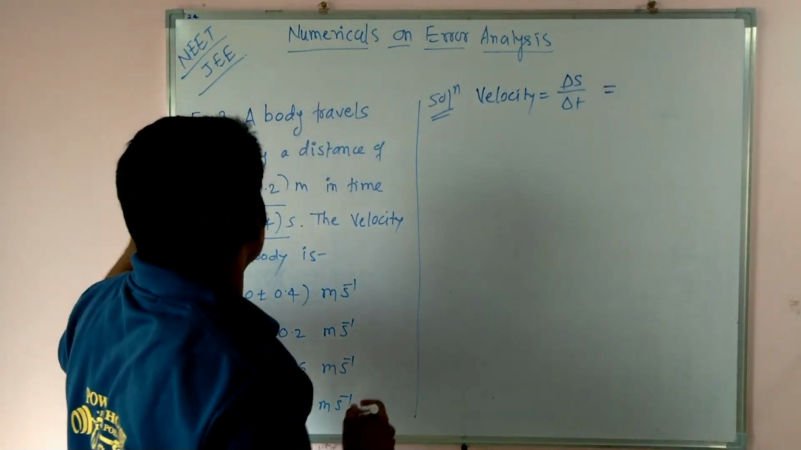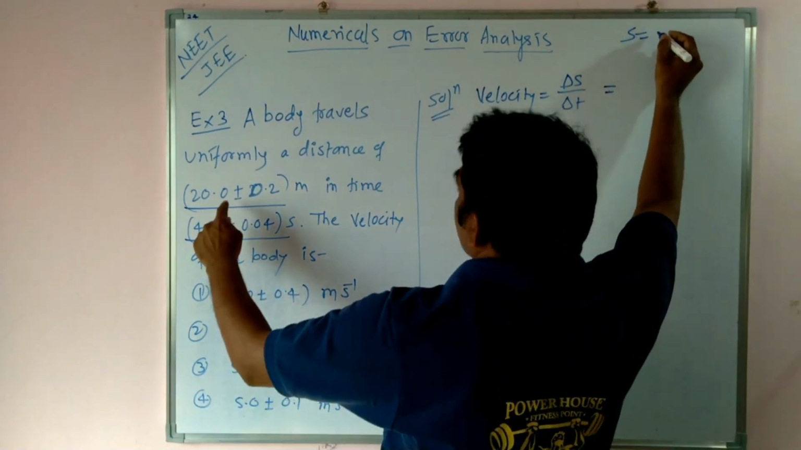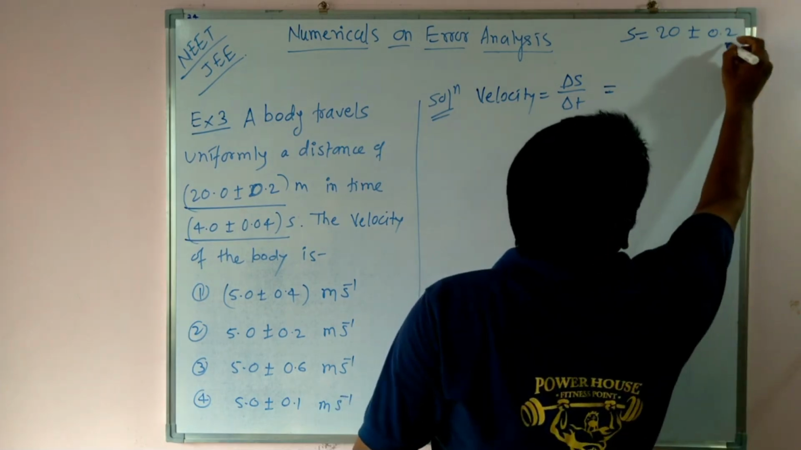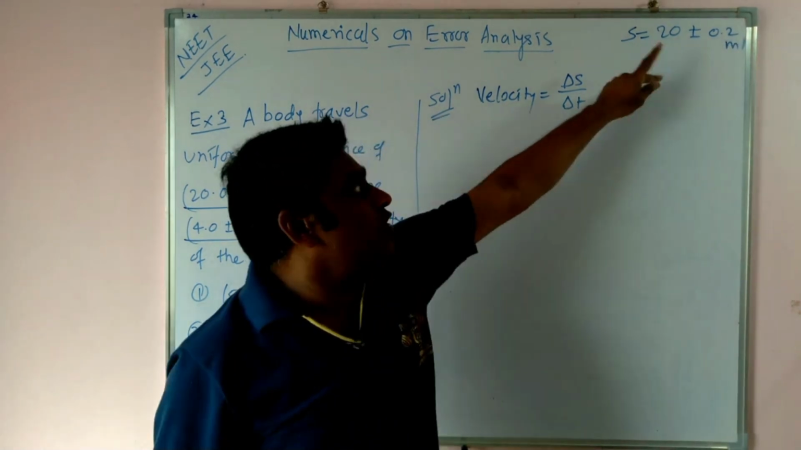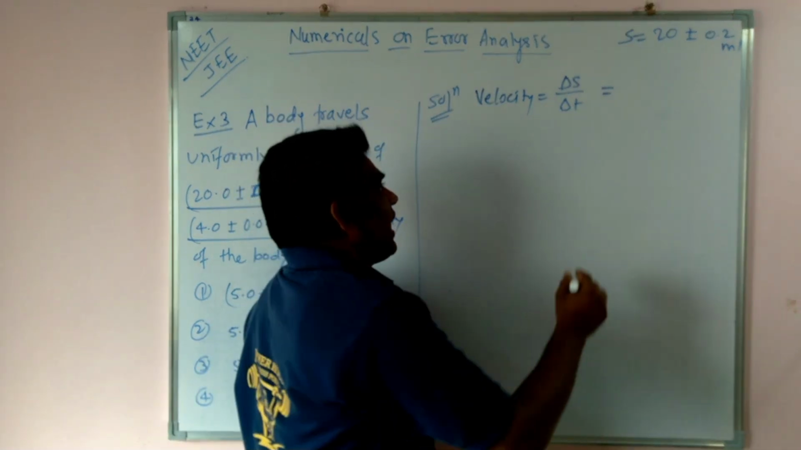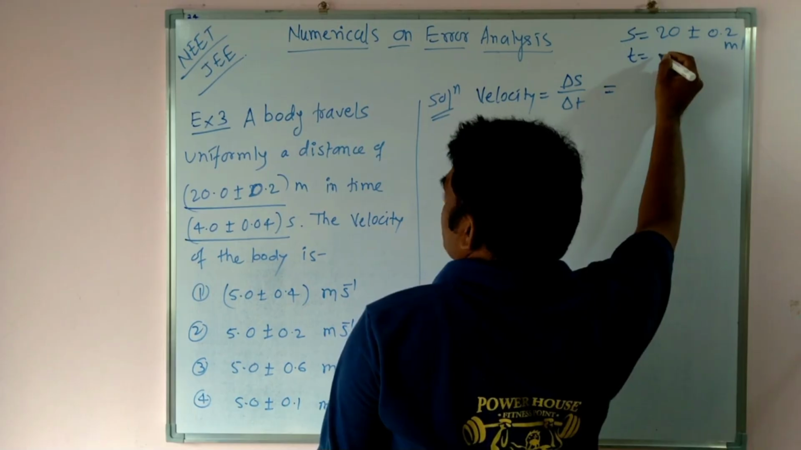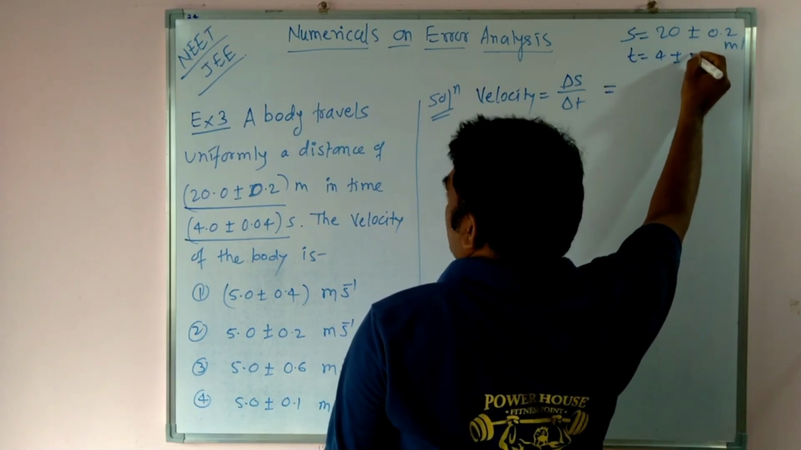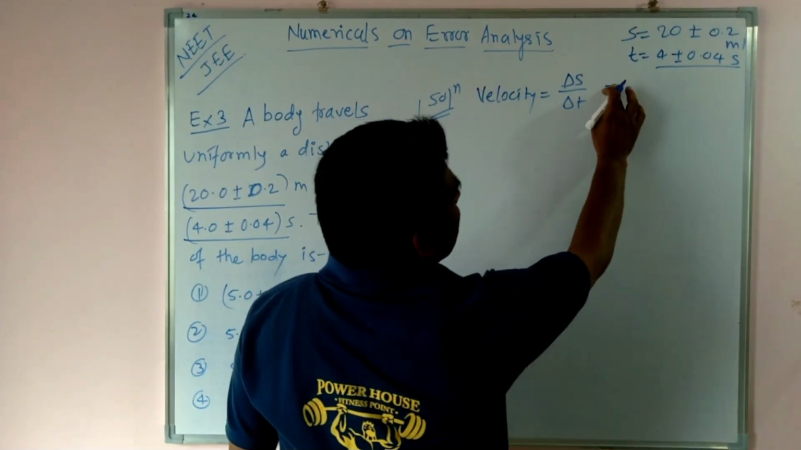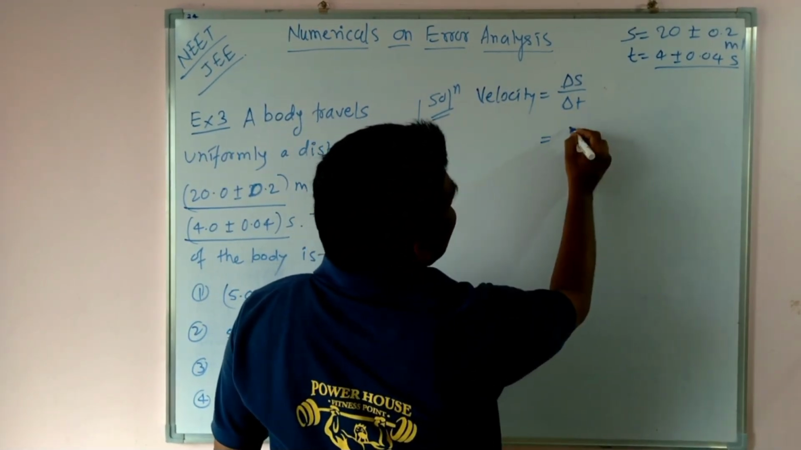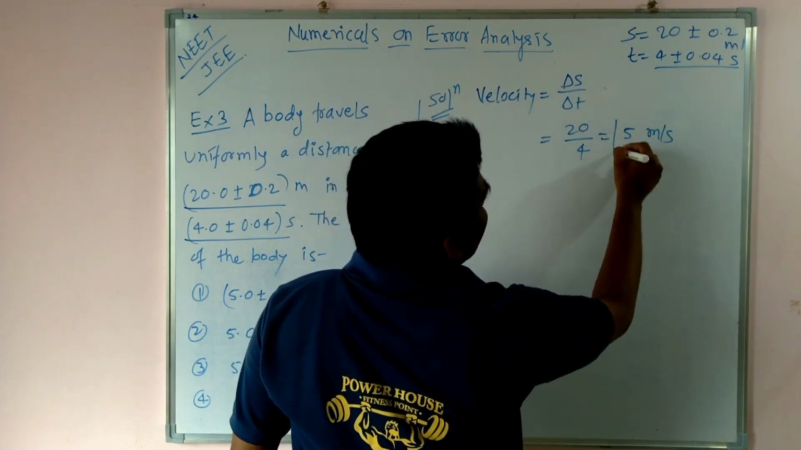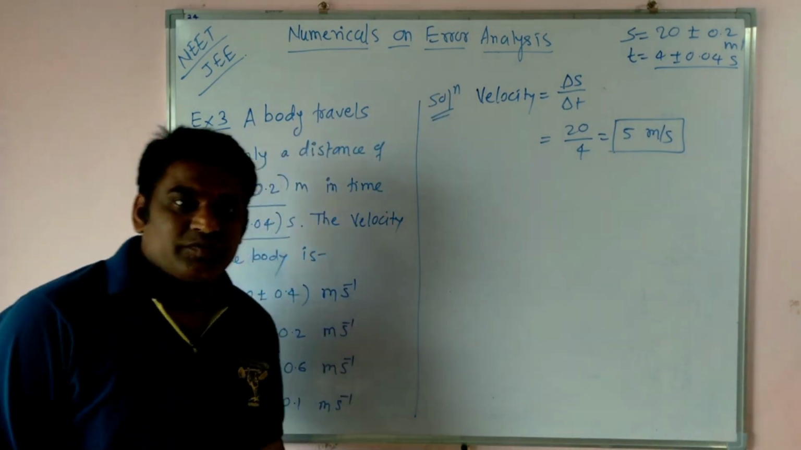So what is the displacement? S is equal to 20 plus or minus 0.2 meter, which means 20 is the true value of displacement and 0.2 meter is the error in the measurement. And time is 4 second. 4 second is the true value and 0.04 second is the error in this measurement. So velocity is equal to 20 divided by 4. So this will be 5 meter per second. This is the true value of velocity.